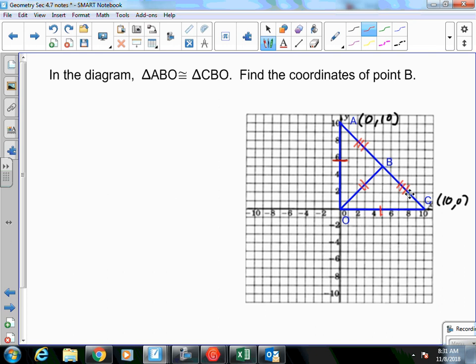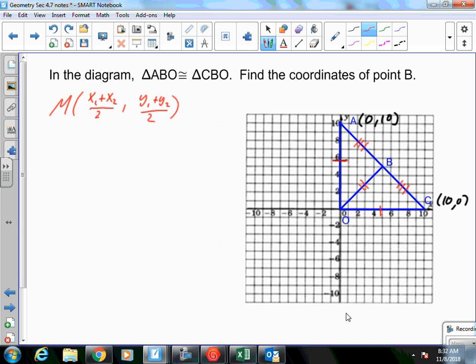So, like I said, if we couldn't tell what the exact coordinates were by looking at the graph, since B would be the perfect midpoint of AC, then we can use the midpoint formula. Everybody remembers the midpoint formula? X1 plus X2 divided by 2 gives you the X coordinate, and Y1 plus Y2 divided by 2 gives you the Y coordinate of that midpoint.